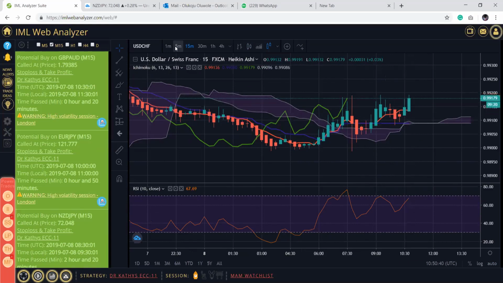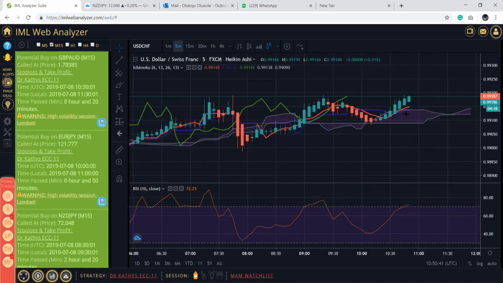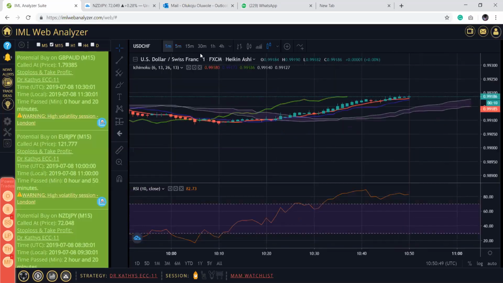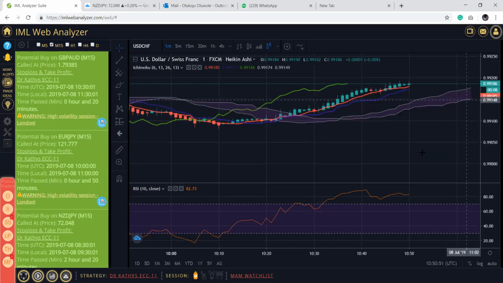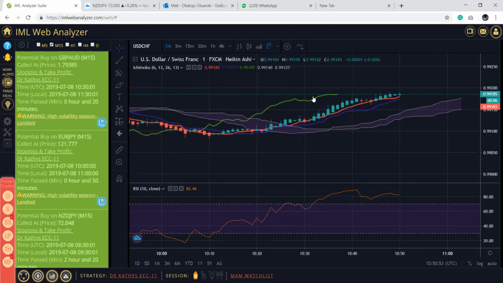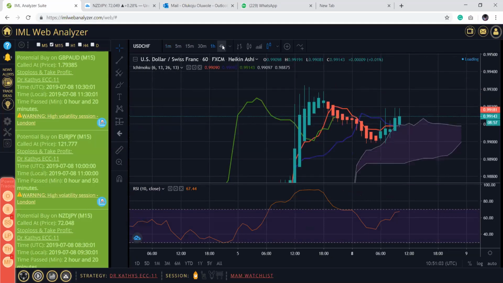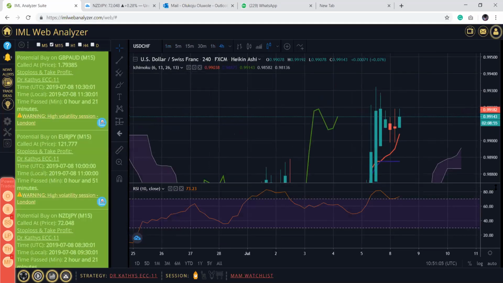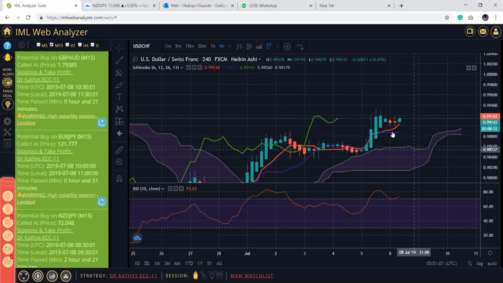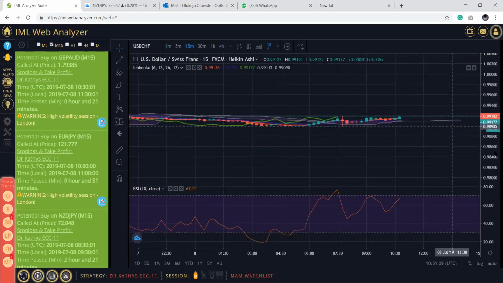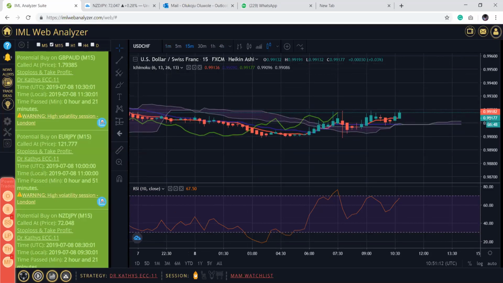Then you check your 5 minutes. Do you have your red above blue? Yes, same thing on 5 minutes. 5 minutes confirmed. Okay, 1 minute. 1 minute confirmed. So it means that right now, as we are talking, we can actually buy USD CHF. Let me check on 1 hour to confirm the trade. Yeah, it's a buy on 1 hour. It's also a buy on 4 hours. So that means USD CHF has given us a good opportunity to buy right now.